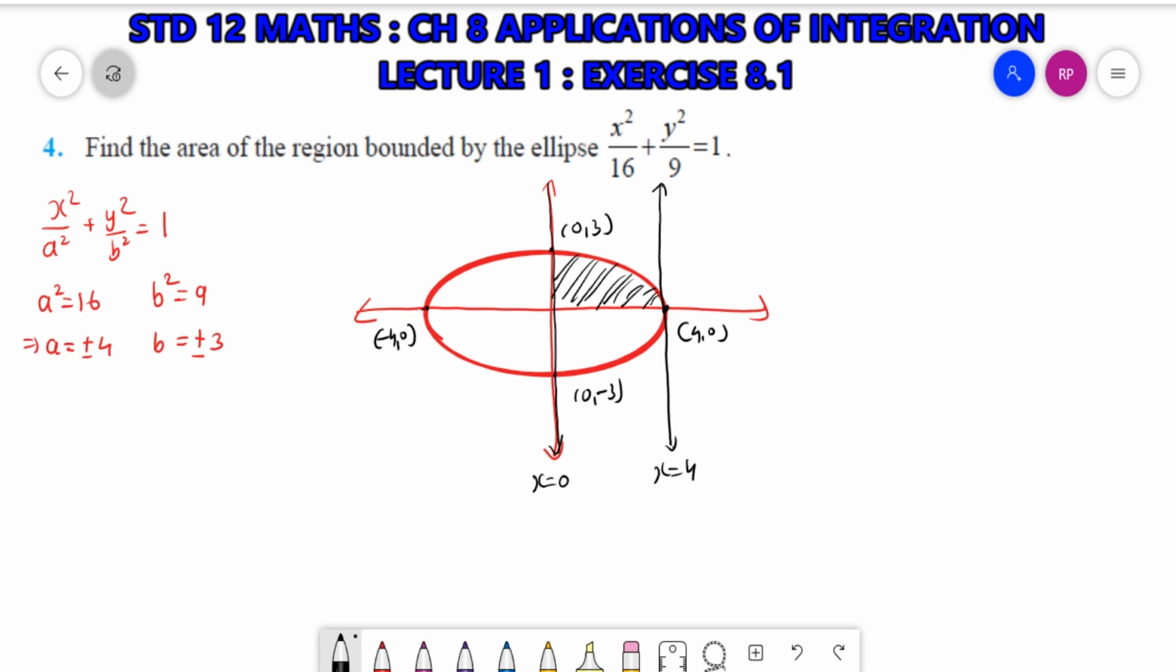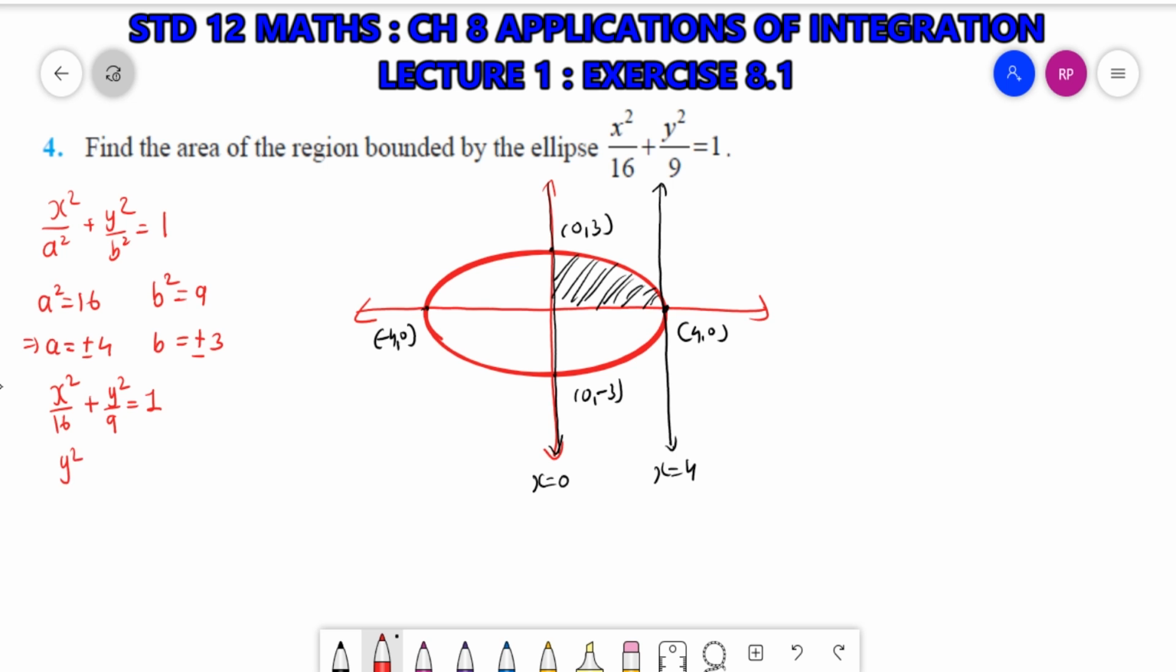and for total area we will multiply it by 4. Now as we are finding out the area under x-axis between the curve and x-axis, we need to find out y equal to f of x. So first let's find out that curve. Now it's given that x square by 16 plus y square by 9 equal to 1.